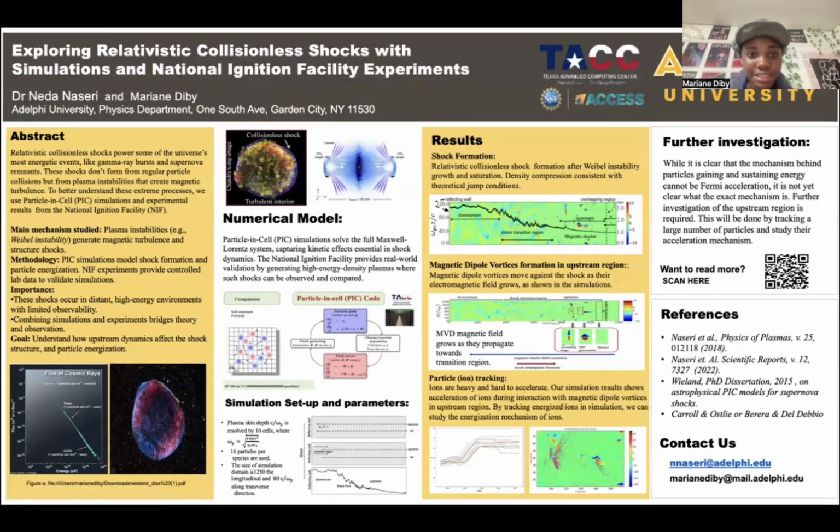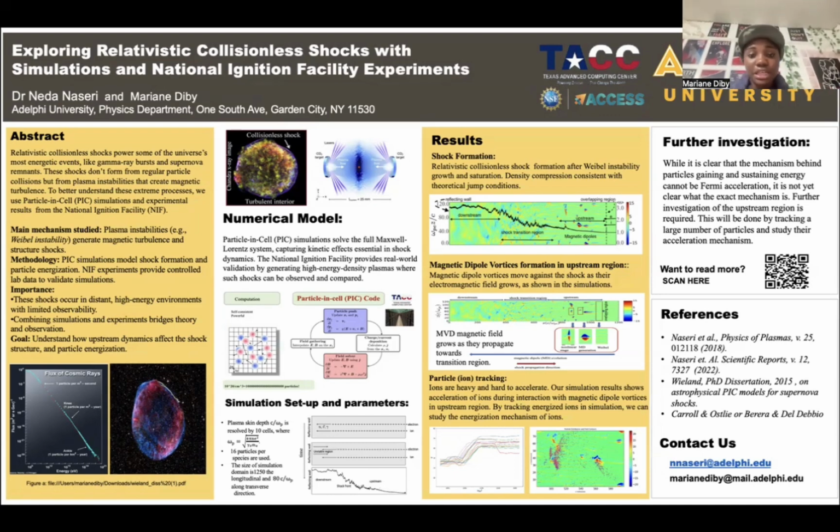Hi everybody, this is Marian DB from Adelphi University, and today we're exploring relativistic collisionless shocks with simulations. So, relativistic collisionless shocks power some of the universe's most energetic events, such as gamma ray bursts and supernova remnants, and those shocks are mainly made of plasma instabilities.